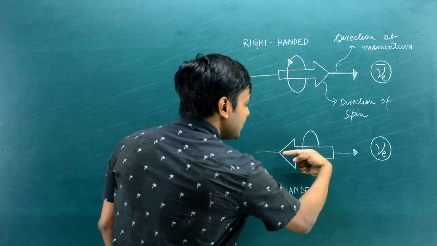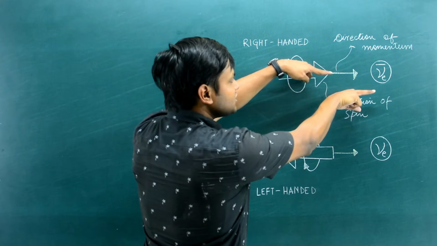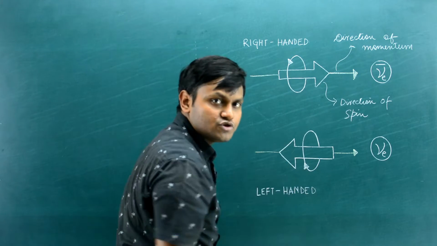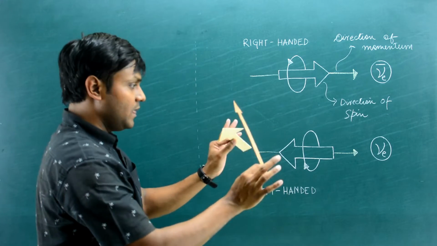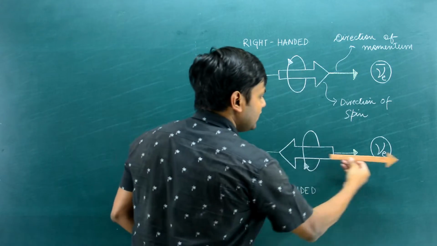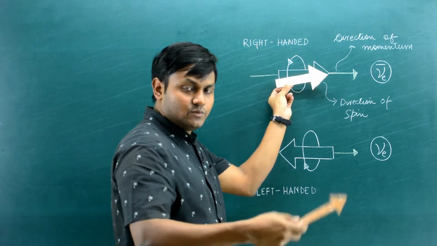So this is the direction of the spin angular momentum, but if the spin angular momentum aligns with the direction of motion, that's a right-handed particle. If the spin angular momentum is opposite to the direction of motion, that's a left-handed particle. For that, I have created these arrows. All right, so this smaller arrow represents the direction of motion. The particle is moving in this direction. This bigger arrow represents the direction of spin, or the direction associated with the spin angular momentum.